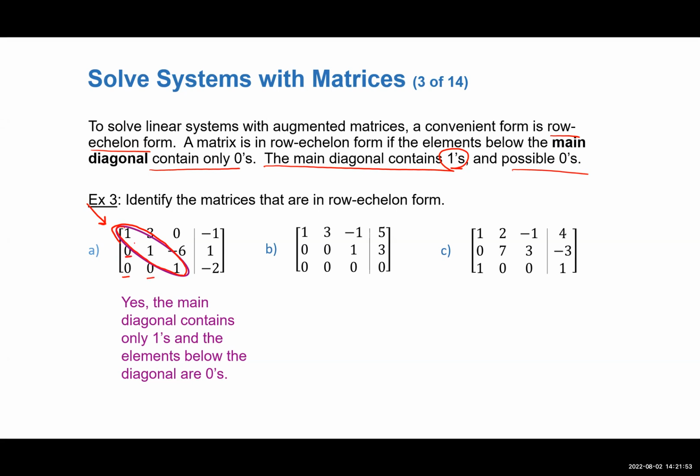So in this first one, this is the main diagonal and it's all ones, and the elements below it are all zeros.